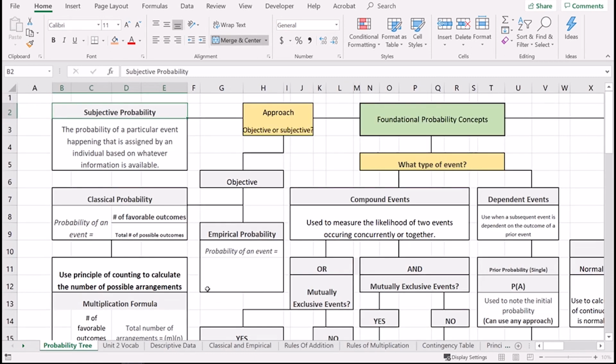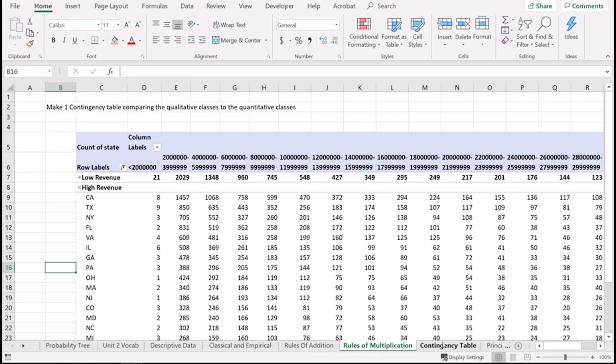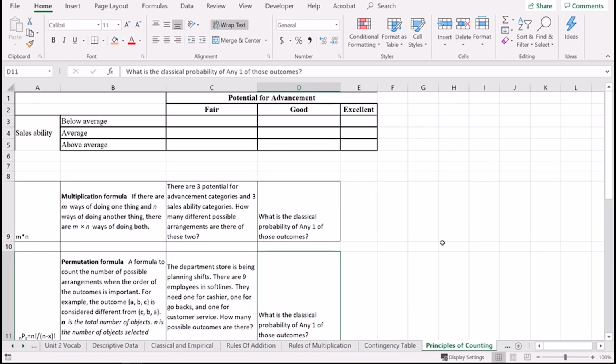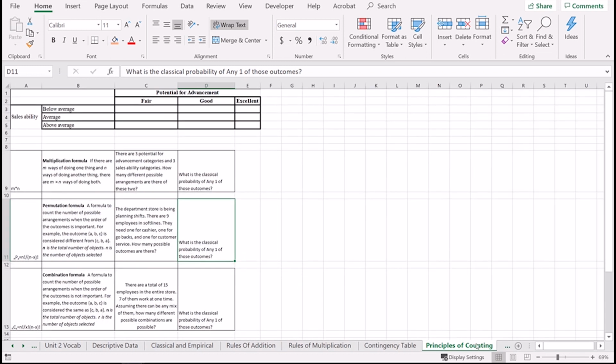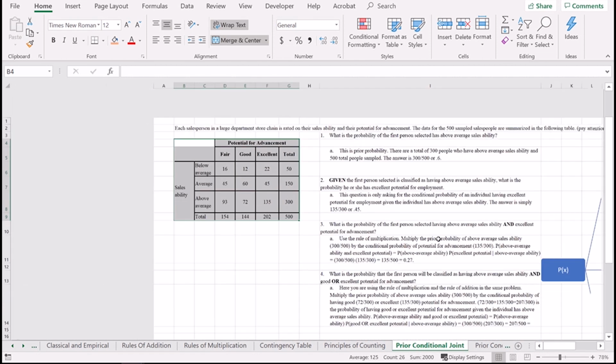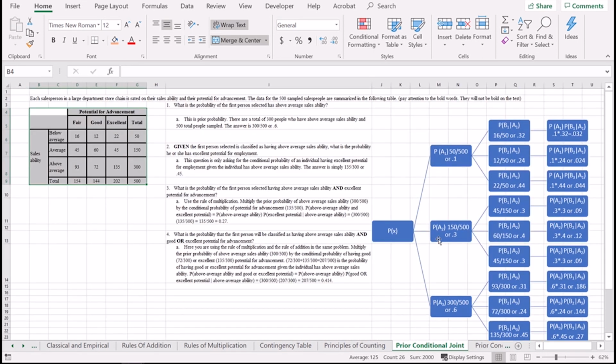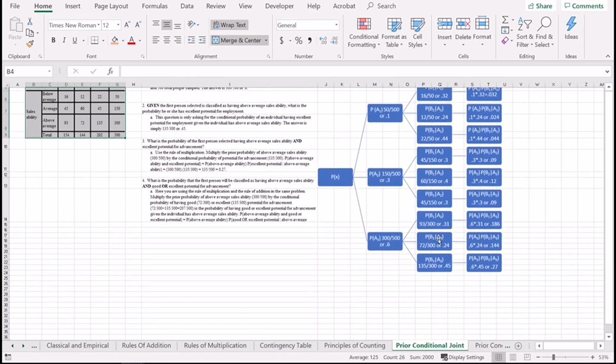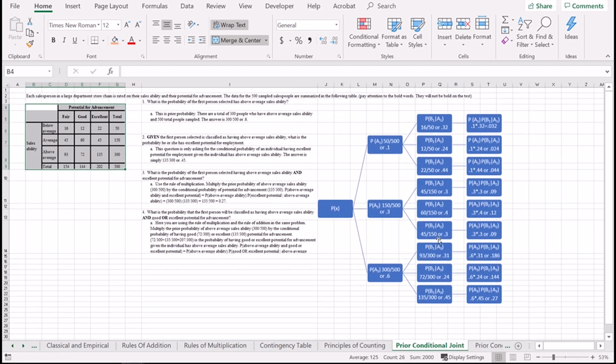And if you come down here to the, let's see here, not the contingency table, nope, not the principles of counting. Okay. Is this exciting? Yes. What do you guys think? Yeah?